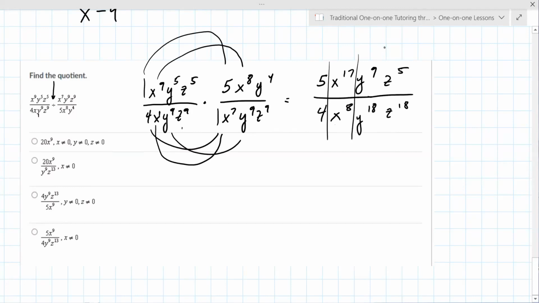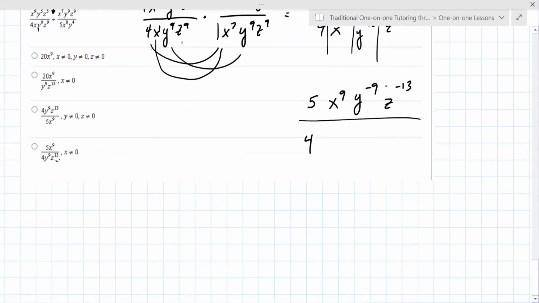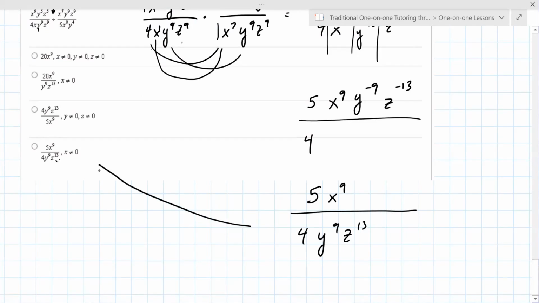As I mentioned before, it's really like you break these up. You've got a 5 on top and a 4 on the bottom. Notice that immediately tells you it's this last answer, but let's just confirm it. X, because it's the only one where there's a 5 on top and a 4 on the bottom. X to the 17th over X to the 8th, that's X to the 9th. Y to the 9th over Y to the 18th, that's Y to the minus 9. Z to the 5th over Z to the 18th is Z to the minus 13. And if you recall, if the exponent is negative, you move it to the bottom. Y to the 9th, Z to the 13th. There.